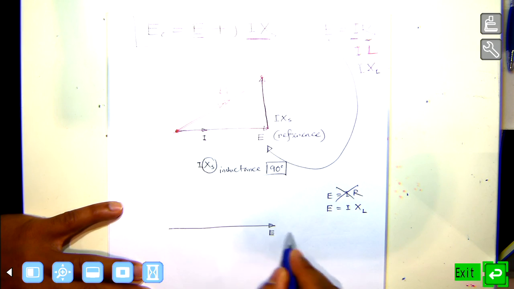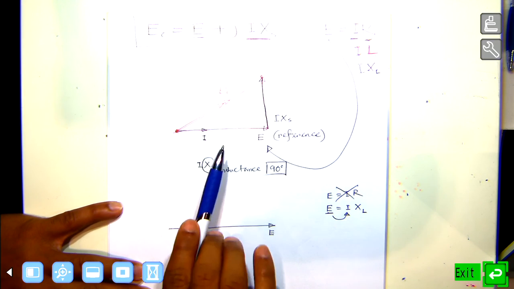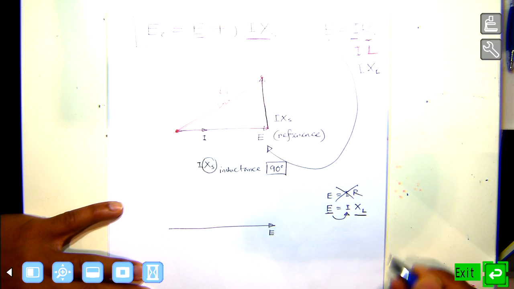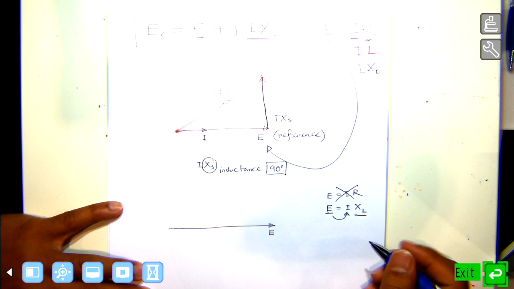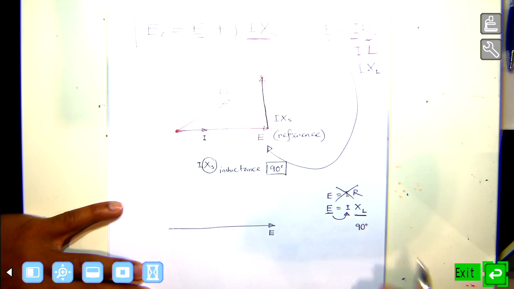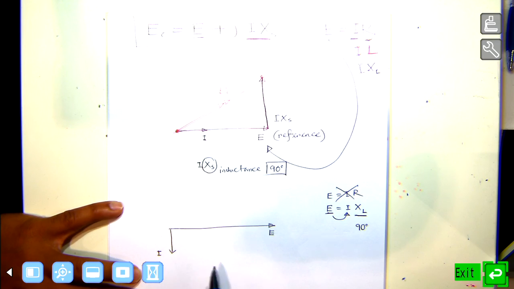If my E is this, what will happen to I? Previously, it was the same because resistance doesn't give any phase difference. But this inductor, if it is a pure inductor, how much phase difference is it giving? 90 degrees. Leading or lagging? Lagging. In that case, if my E is this way, my I will be 90 degrees lagging here. So this is my I in this circuit because of pure inductance.